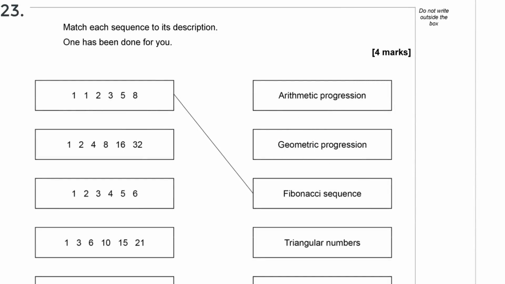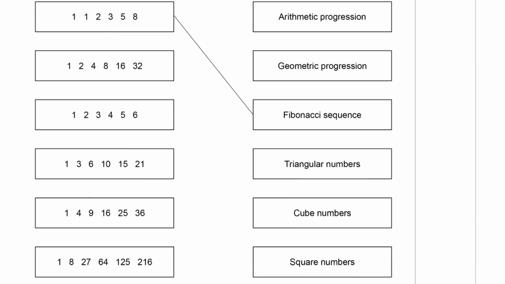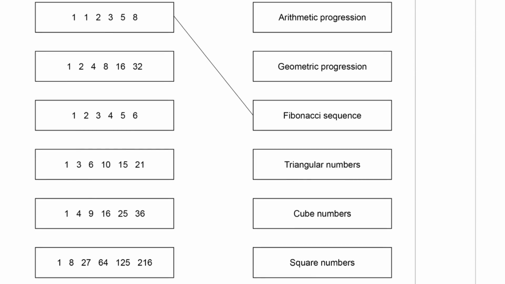Match each sequence to its description. One has been done for you. You can see here we've got 6 different sequences, and the first one is mapped as a Fibonacci sequence. It is, look, so 1 + 1 is 2, 1 + 2 is 3, and with a Fibonacci sequence you get the next number by adding together the last two. You can see that's the case all the way through there.